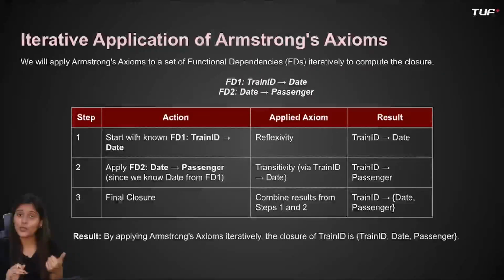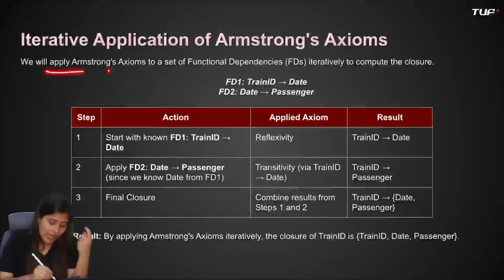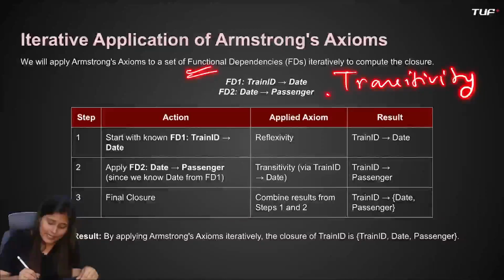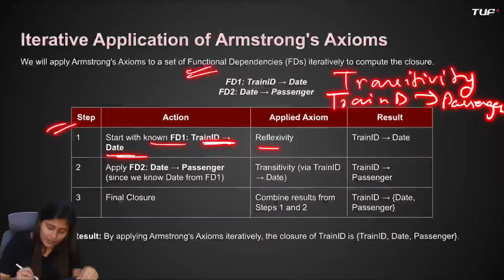Now let's try to understand with the given example. Let's see the iterative application of Armstrong's axioms. What we do here is first apply the Armstrong axioms to a set of functional dependencies. Let's say train ID determines date and date determines passenger. So here we will apply the transitivity rule, and we can say that train ID directly determines passenger. First, train ID determines date. So this is reflexivity. So here the result is train ID determines date.